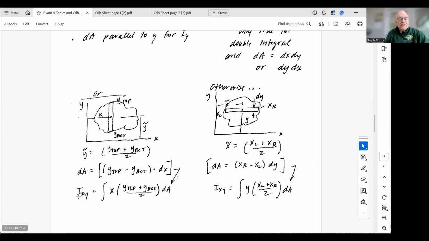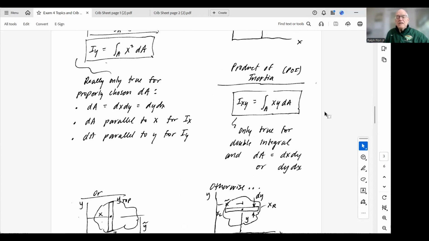So again, this is not xy dA. This is x times y tilde dA if you choose a vertical element. So again, strictly speaking, this definition of Ixy isn't true for every dA. It's true for a double integral dA. So you just need to know what you're doing.